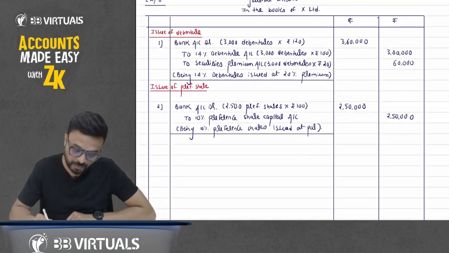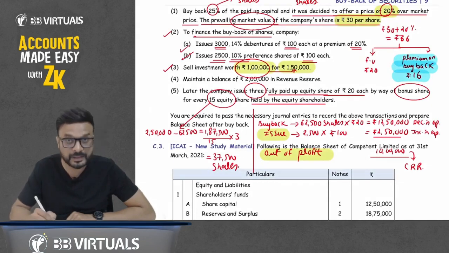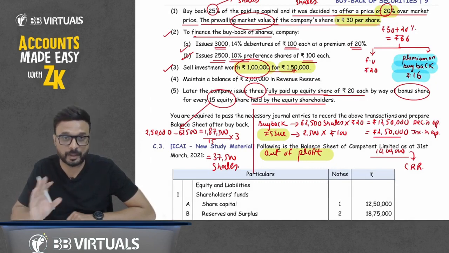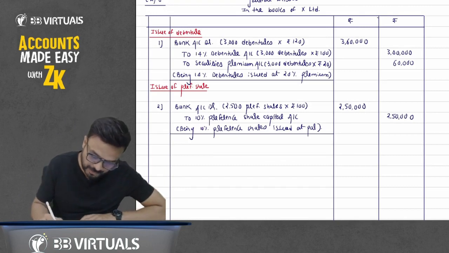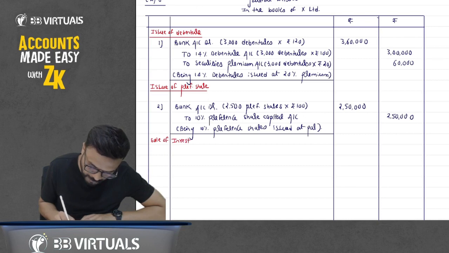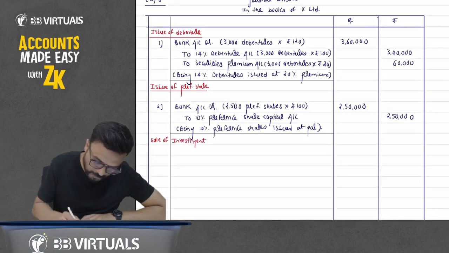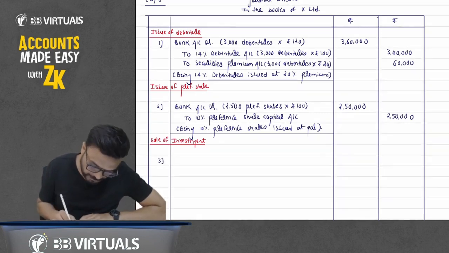Okay. Now we have also sold the investment there. Investment of rupees 1 lakh. We have sold at rupees 1,50,000. It means there is a profit of rupees how much? 50,000. So write down the third entry. Here we are passing entry for sale of investment.